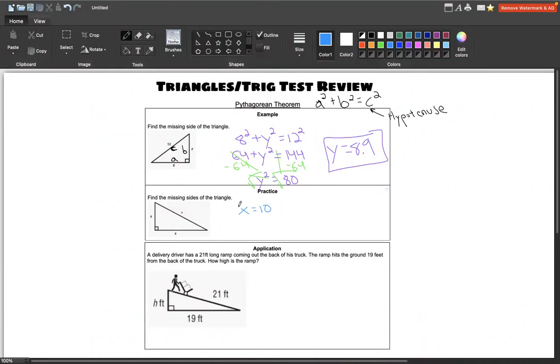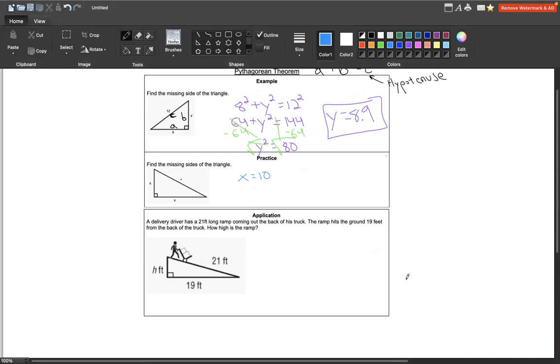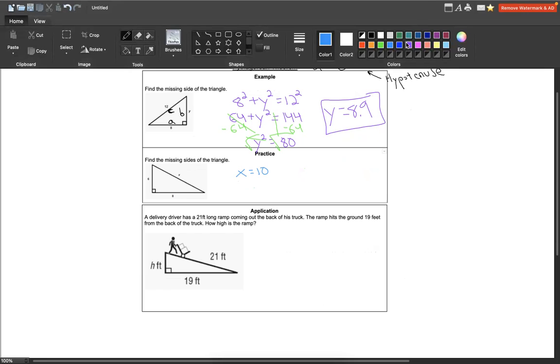All right, so for that practice problem, x equals 10. If you didn't get that, just take a note to ask me questions about this on Monday before we start our test. We'll review it again, but we're going to do another review of this type of problem right now. So we're going to look at this application problem together.